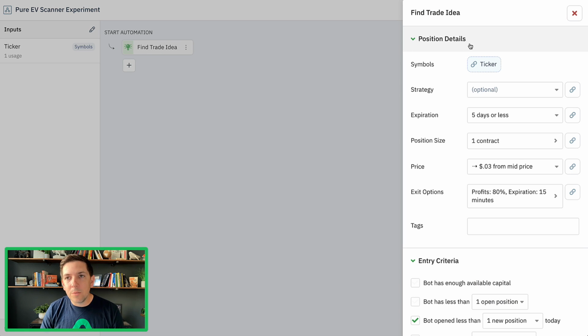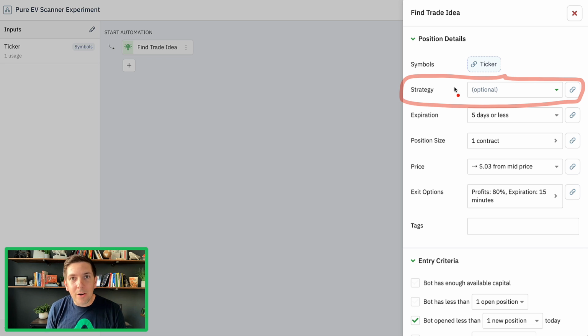So in this case, here's the position details. This is our ticker input. You can see also I left the strategy completely blank, okay? Which means, again, I don't care. It could be iron condor, it could be a credit call spread, a credit put spread, it doesn't matter. You could choose to filter by strategy, but I don't care for this experiment. Trade whatever the heck you want to, just purely trade on EV, and that's it.